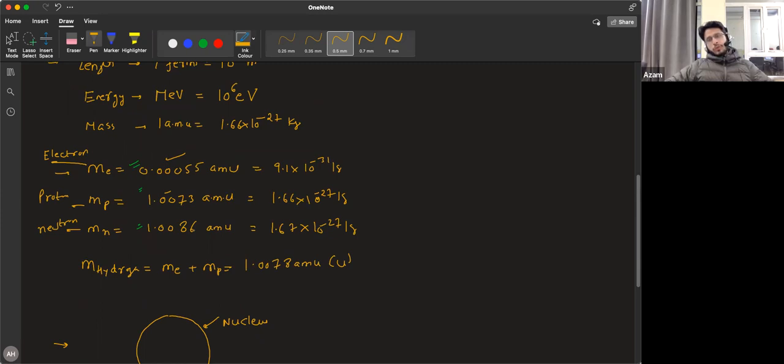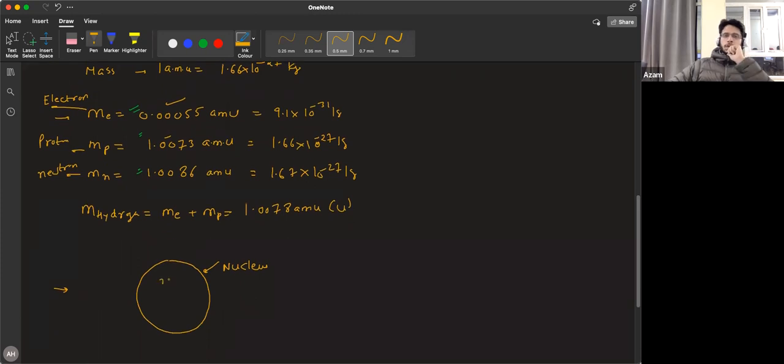The constituents of the nucleus are neutrons and protons. So you have neutrons and protons within the nucleus. And these neutrons and protons make 99% of the mass of the atom. In fact, 99.9% of the mass of the atom is within the nucleus.